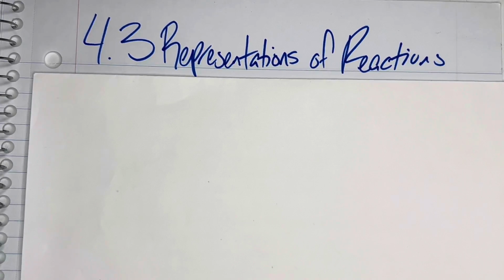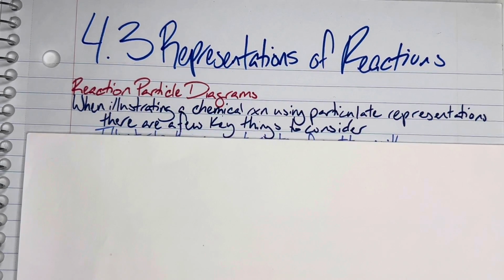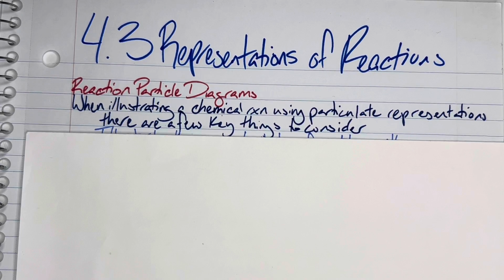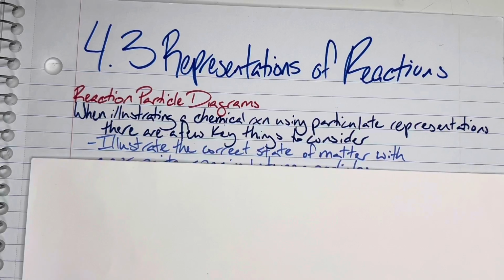AP Chemistry, Unit 4.3, Representations of Reactions. So reaction particle diagrams are going to be diagrams that represent what is going on at an atomic level. And when you're illustrating a chemical reaction using particulate representations, there are a few things that you need to keep in mind as you draw out your diagram.